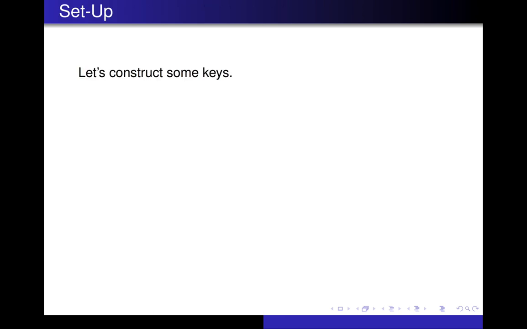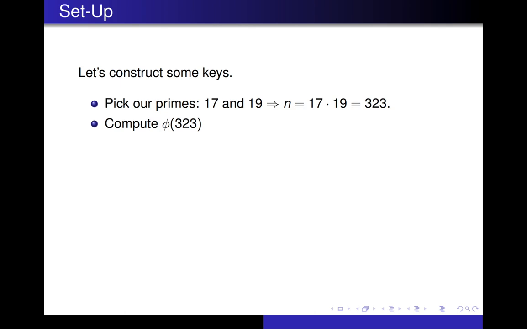Alright, so let's go ahead and construct some keys. First of all, we've got to pick our primes. This time we're going to pick 17 and 19. Those are perfectly good primes. They're two different primes, so that works. And that means our n is going to be 17 times 19, which is 323. So that's one of the keys that we're going to share.